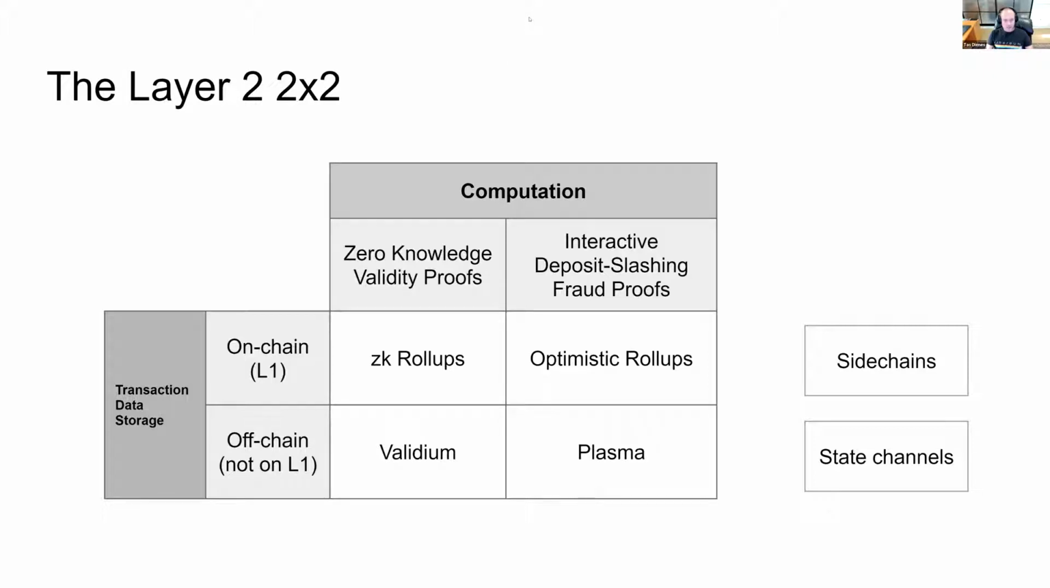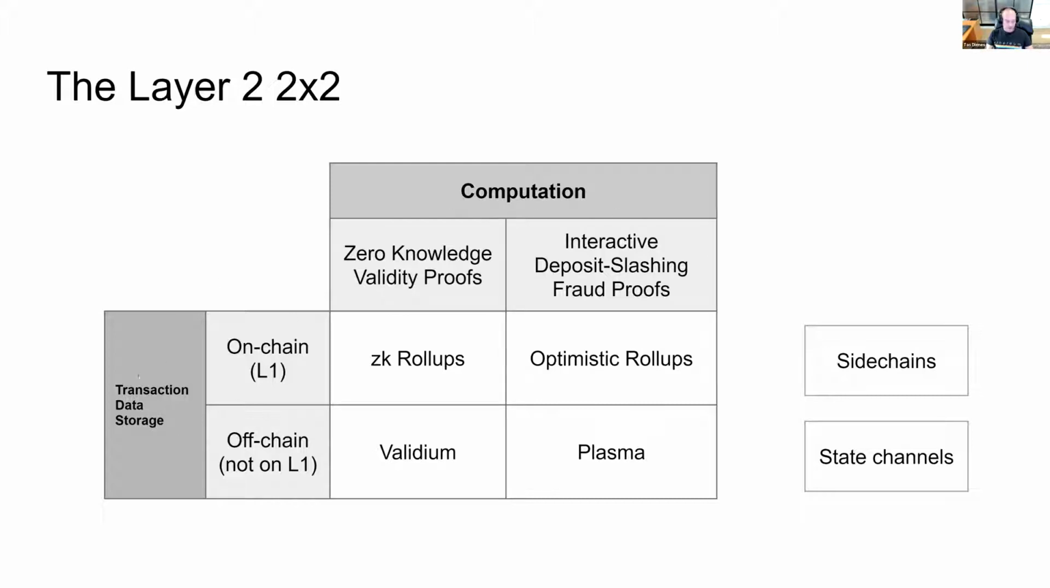So there are many different layer 2 technologies. How do you put them into a framework to conceptualize them? This is one useful way of thinking about how the technologies relate to each other or fit together. We have a 2x2 matrix here with ZK rollups, optimistic rollups, Validium, and Plasma, and the axes are data, transaction data storage, and computation.